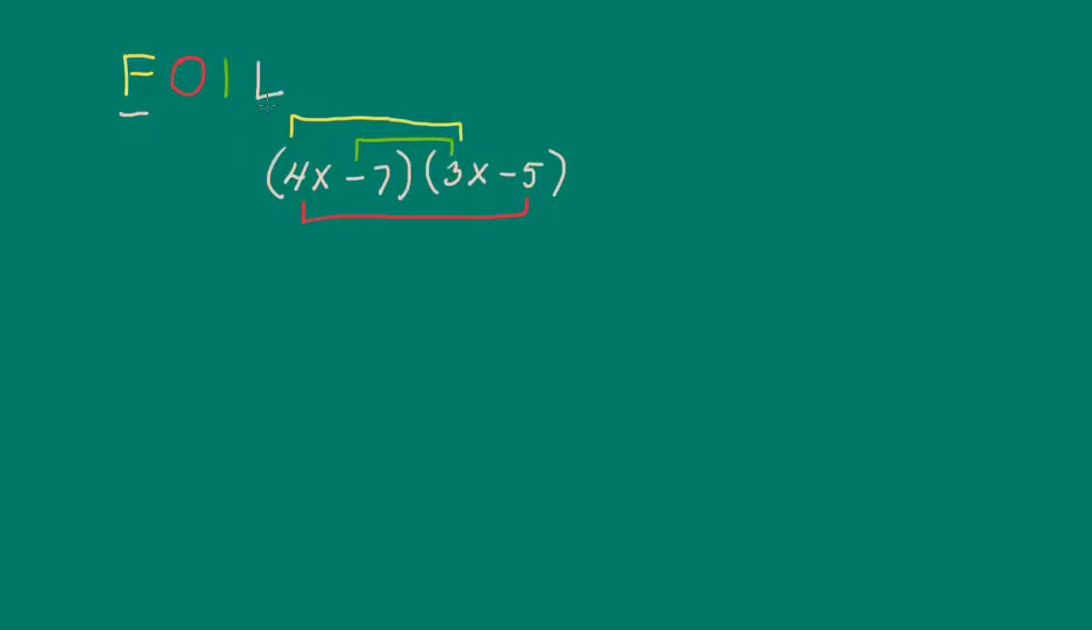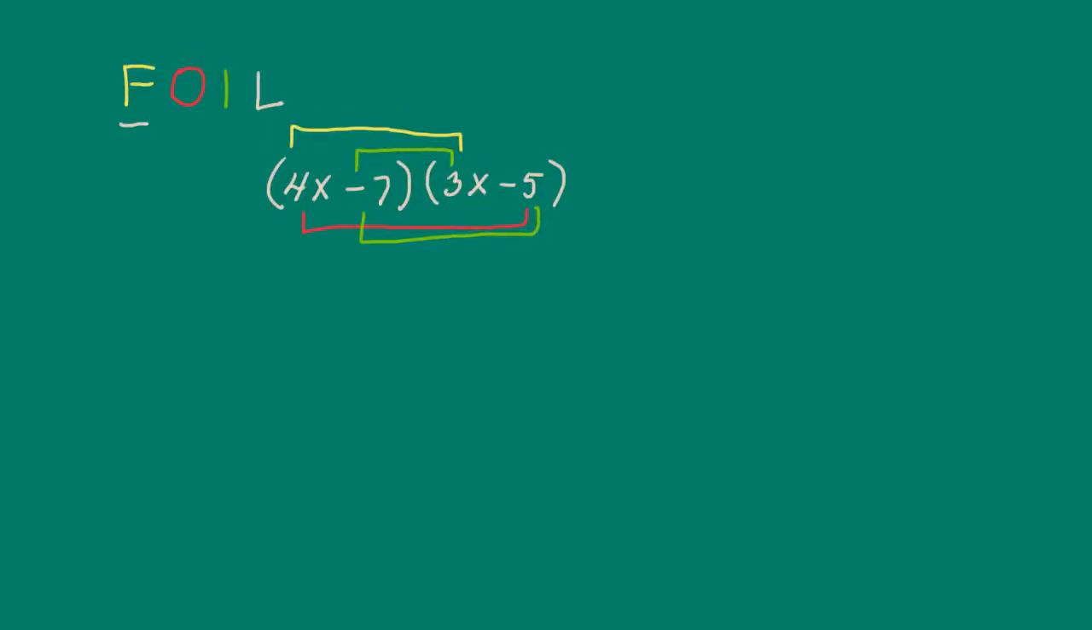And then finally L is for the last terms, so that would be a negative 7 times a negative 5. So let's go ahead and do that. Multiplying our first terms, we have 4x times 3x, and that gives us 12x squared.